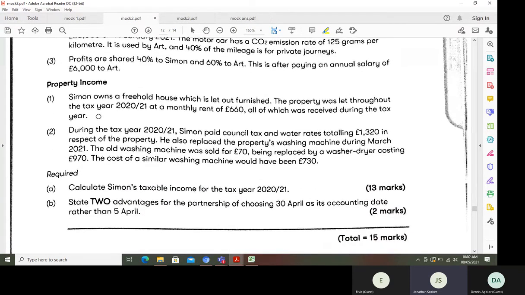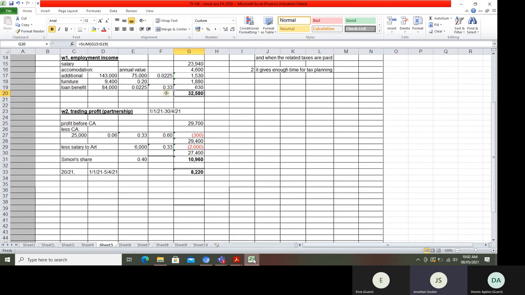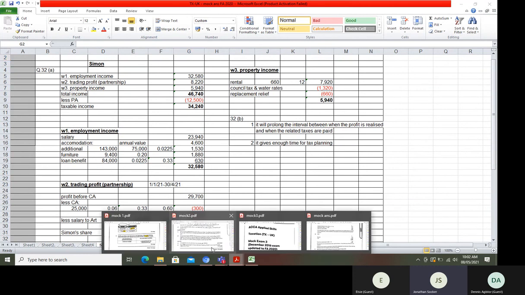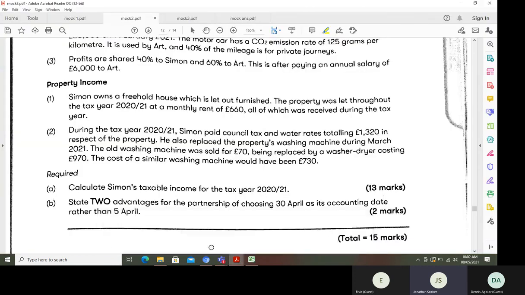So property income: he let out a furnished property throughout the year, a monthly income of 660. Okay, so we'll multiply 660 by 12. Okay, and then we have some expenses to consider here. During the year, he paid council tax and water rate, allowable expenditure 1320.